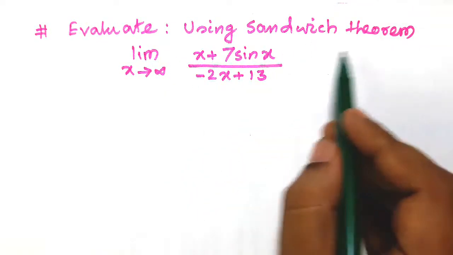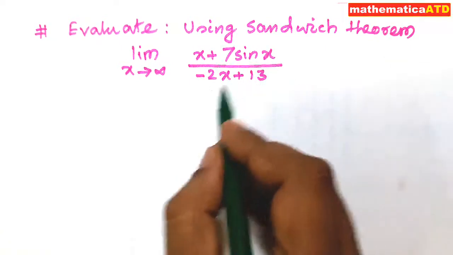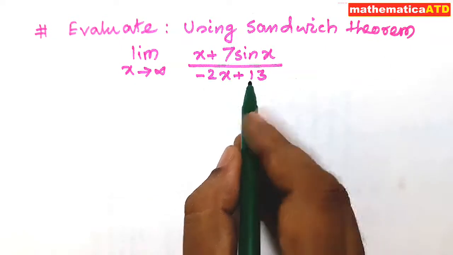Evaluate using the sandwich theorem: the limit as x tends to infinity of (x plus 7 sin x) divided by (minus 2x plus 13).